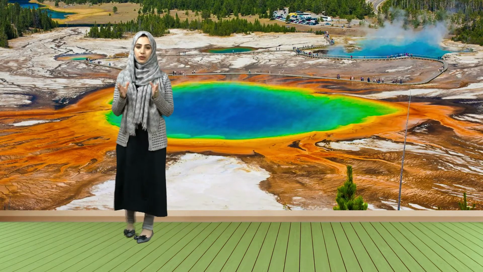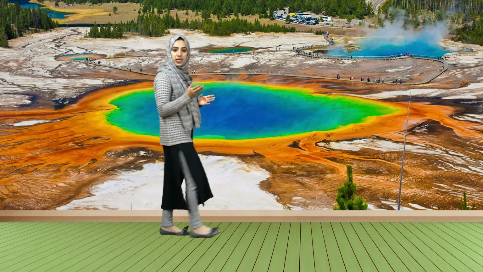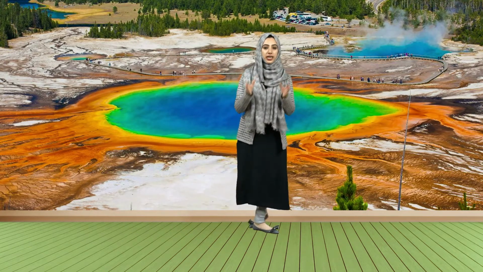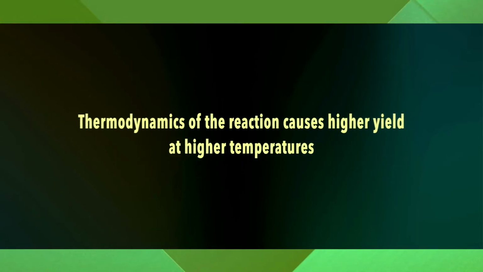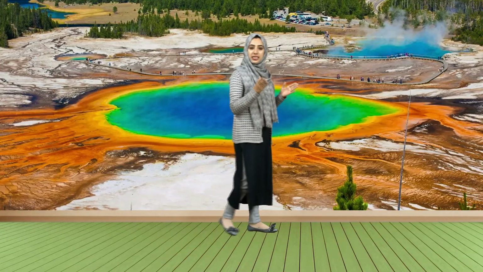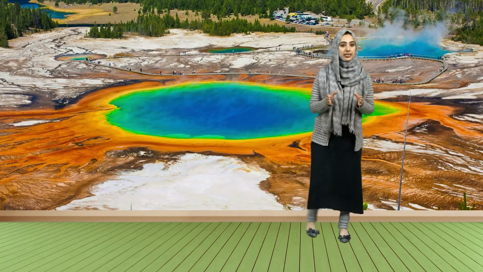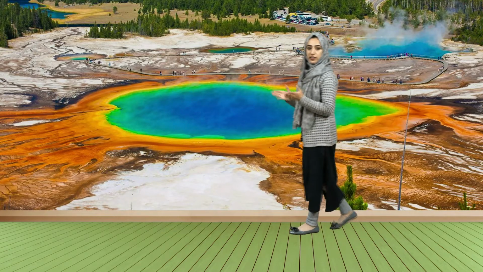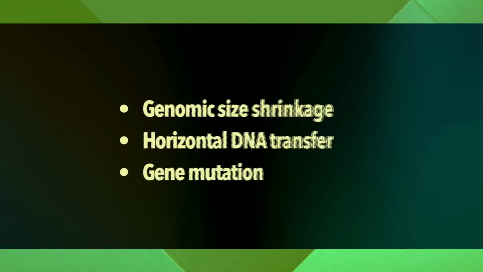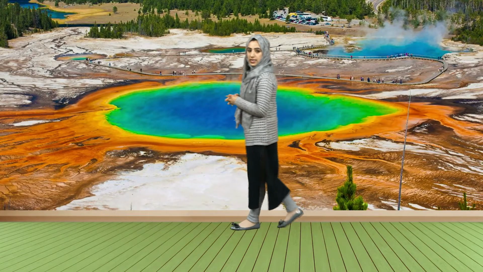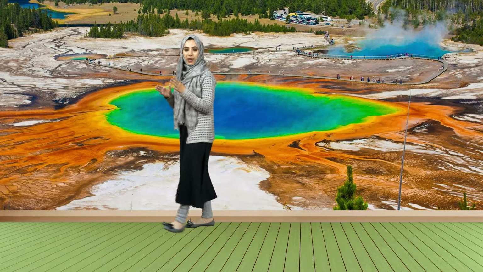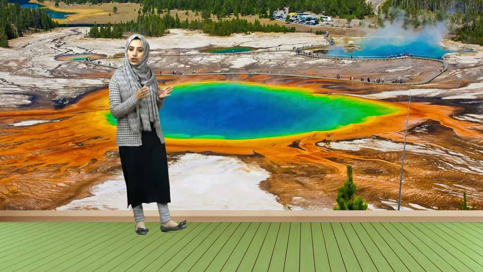Moreover, reactions carried out at high temperatures can be advantageous in cases in which the substrate or the product has poor solubility at low temperatures and/or the thermodynamics of the reaction causes higher yield at higher temperatures. Genomic studies of thermophiles have demonstrated that the evolution of thermal tolerance depends on the levels of heritable variations such as genomic size shrinkage, horizontal DNA transfer and gene mutation. The omics data of thermophiles delivers a clear and overall view of the macromolecules participating in heat shock responses.